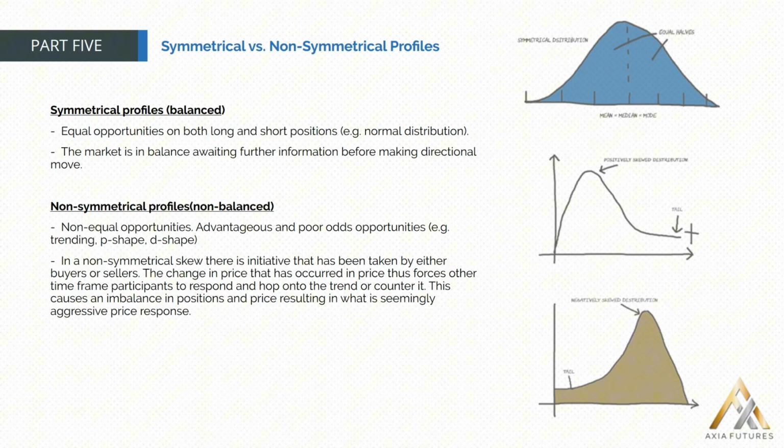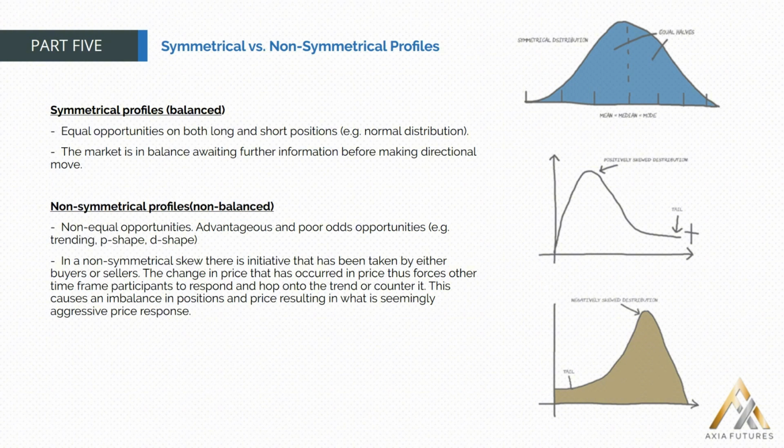When there is non-symmetry in a market, it gives us a little bit of a lean in one direction or the other. And that's why this principle is crucial to understand. So, it's advantageous, and poor odds opportunities to go against when there is this natural tendency in the market. So, examples of non-symmetry would be a trending market, or a B-shape or a P-shape distribution. Now, we will talk a little bit about the B-shape and the P-shape distributions as we go further along.